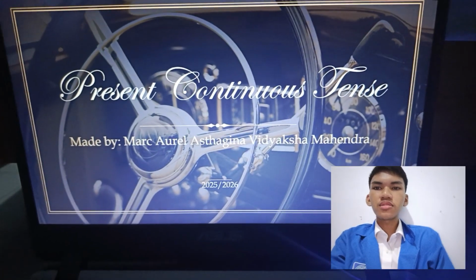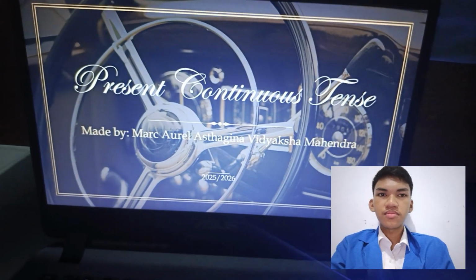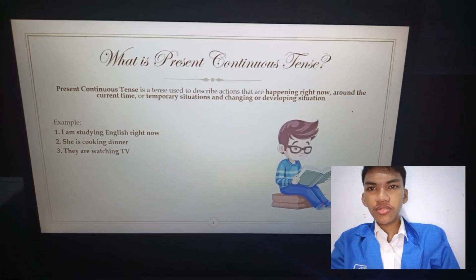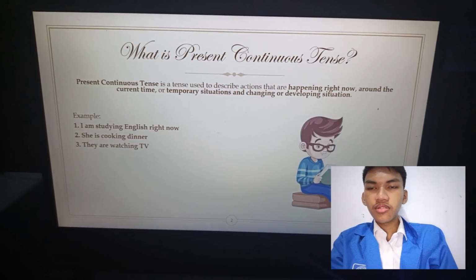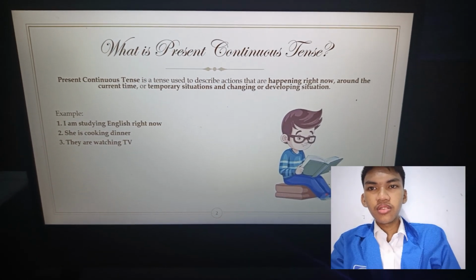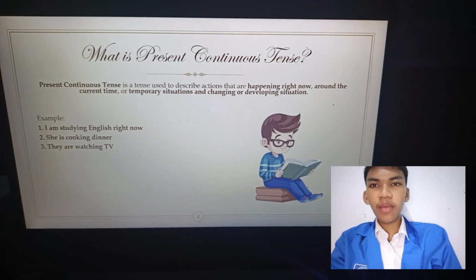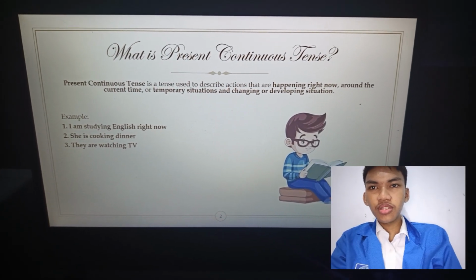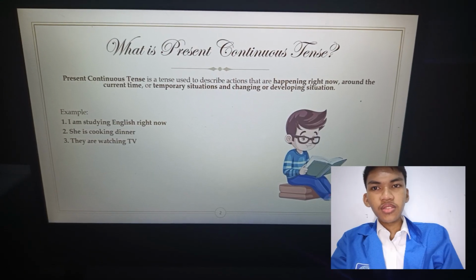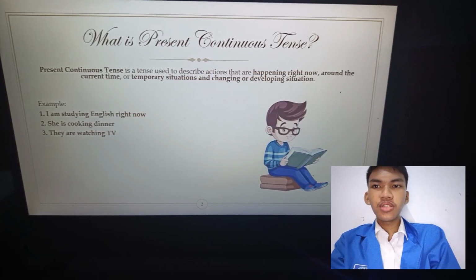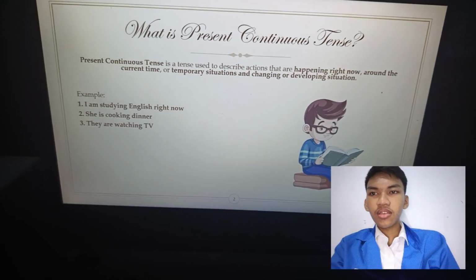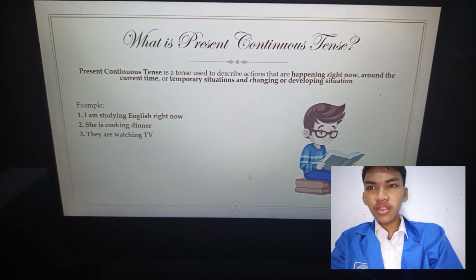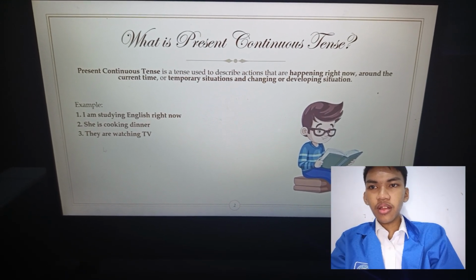Today I will explain the present continuous tense and what the present continuous tense is used for. Next, what is the present continuous tense? Present continuous tense is a tense used to describe actions that are happening right now, around the current time, temporary situations, and changing or developing situations. For example, I am studying English right now. She is cooking dinner and they are watching TV.